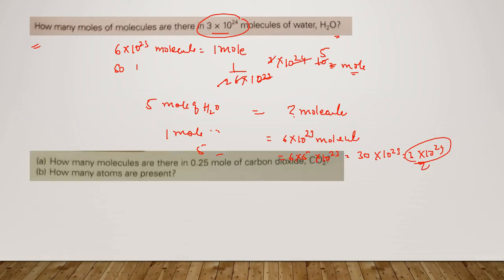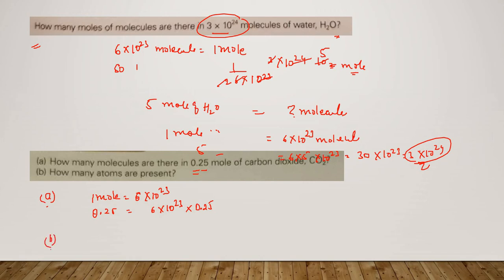Let's see another question and try to solve it yourself. Take a pause and think about it. Yes, I think now you got your answer. Question A: how many molecules are there in 0.25 mole of carbon dioxide? You know that if you have 1 mole, there will be 6 into 10 to the power 23. If you have 0.25, you just multiply it. So it's 6 into 10 to the power 23 into 0.25, which is nothing but 1 by 4. You can solve it and you get the answer.